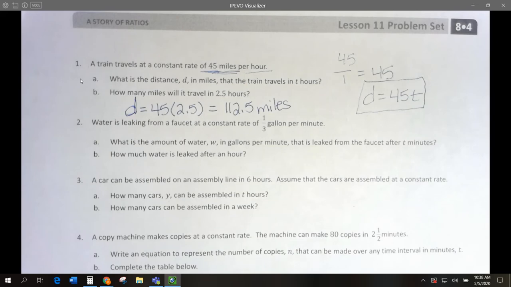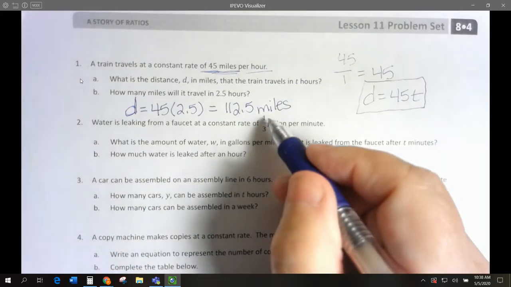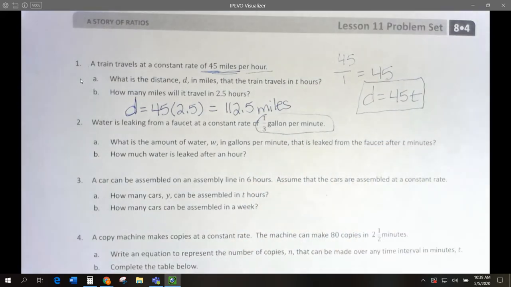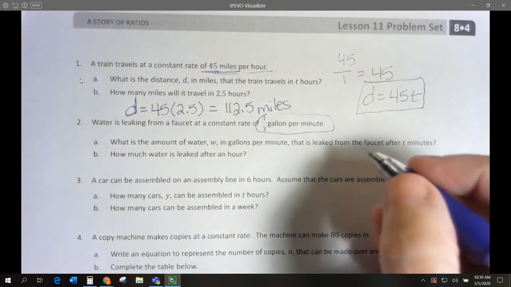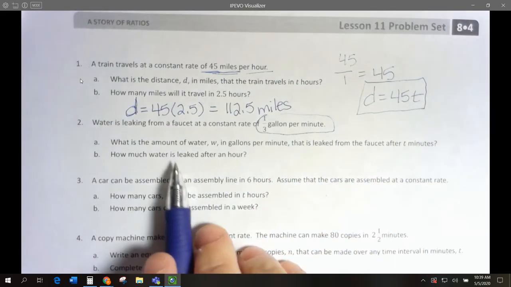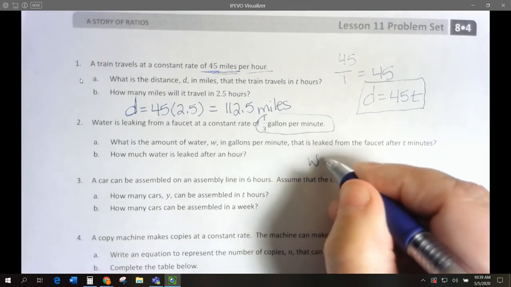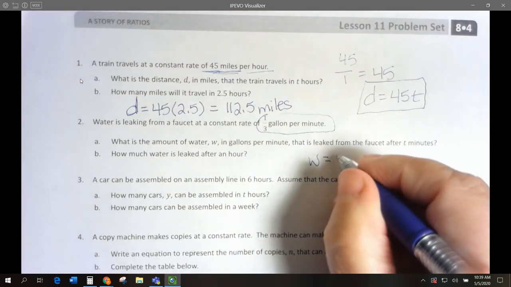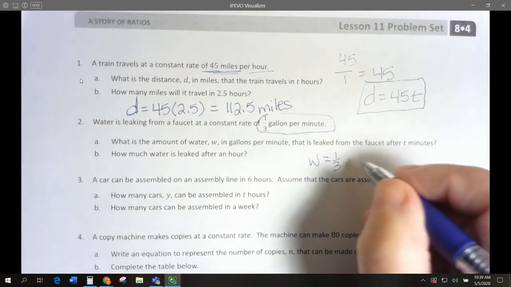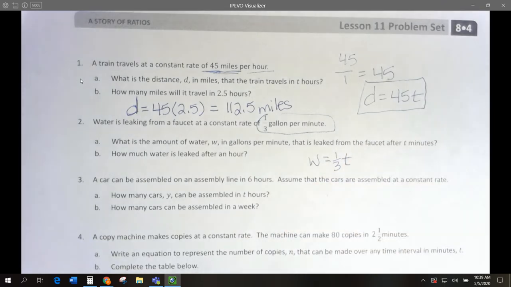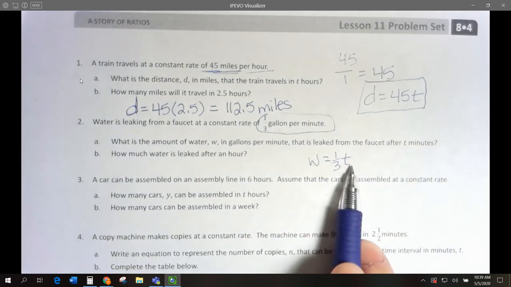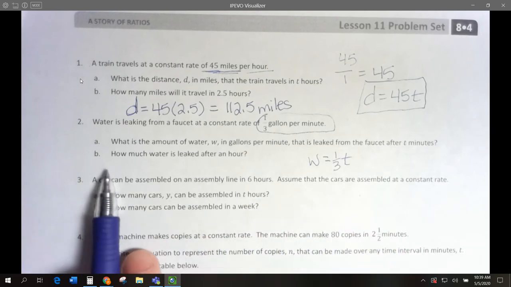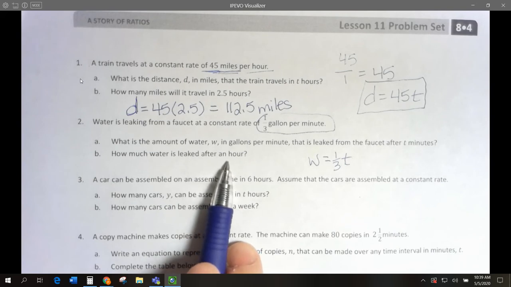For number 2, the water is leaking at a constant rate of 1/3 of a gallon per minute. Well, we would write that. They want to know how much water in gallons is leaked for t minutes, right? So our water is going to be 1/3 of a gallon for every minute. So this is A.